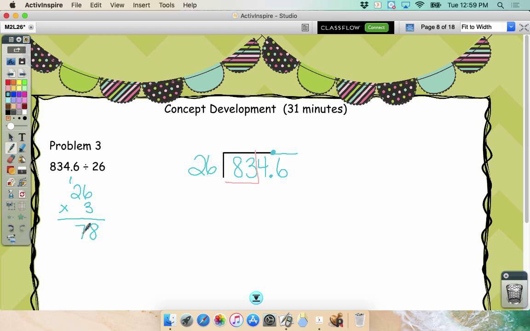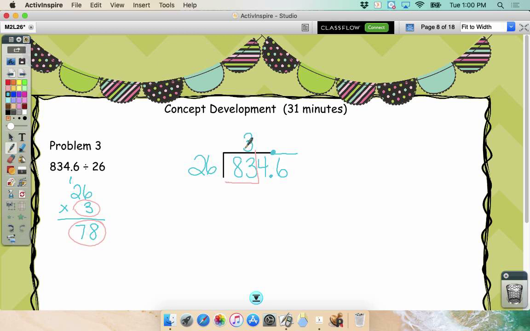Does it work? Yep. Okay, so I've got a 3 and a 78. You put those where they go. Be very careful. Remember, the first digit you write on the top goes above the last digit inside your box. And if you're not writing your box, you're going to get messed up. At least for right now.